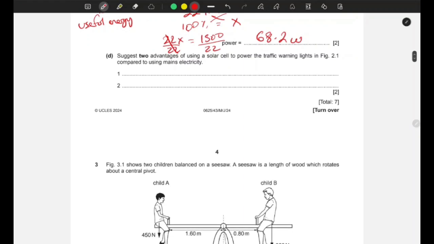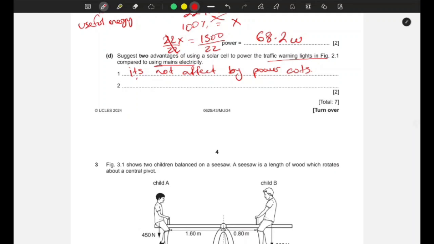State 2 advantages of using solar cell to power the traffic warning lights compared to using mains electricity. Mains electricity is electricity generated from a transformer or from a distant place. So the first one is, the solar panel one is not affected by power cuts because it works from a solar panel. As long as there's sun and as long as energy is stored in the battery, it works.